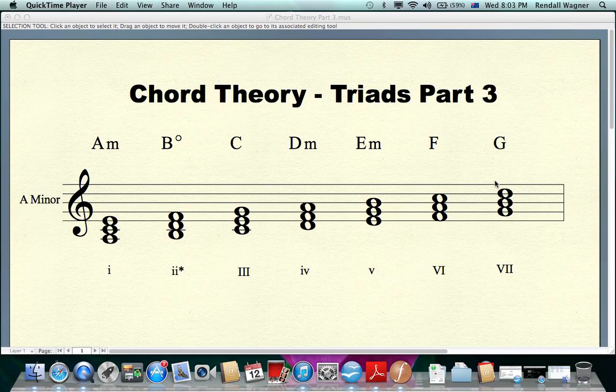But if we have a look here, just as a refresher, we've got our A minor scale and our A minor triads. And we'll just have a look down here. You'll see that we've got chord 1 is a minor, okay? Chord 2 is our half diminished. Chord 3 is our major. 4 a minor, 5 a minor. 6 is a major and 7 is a major. Now that's the important part, is just knowing what's major and what's minor.